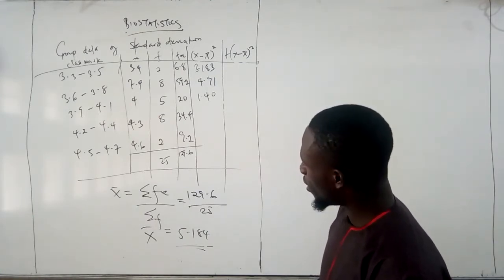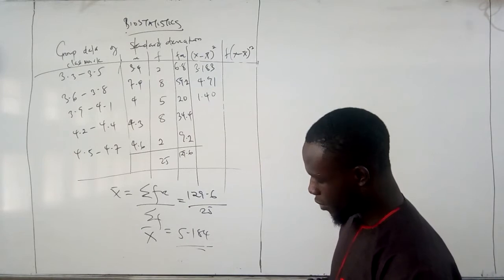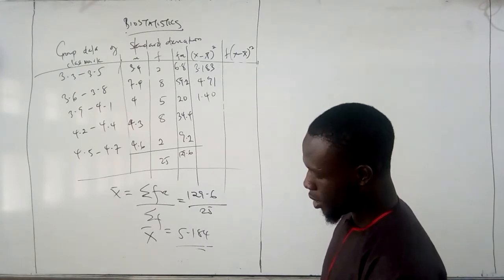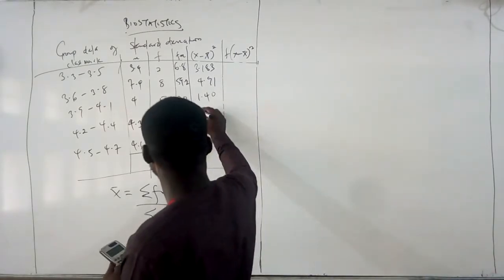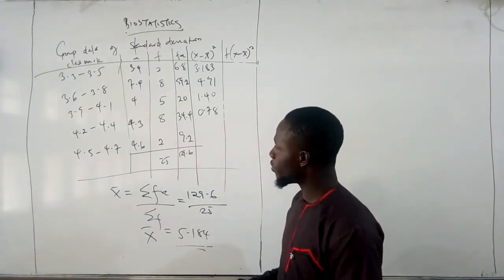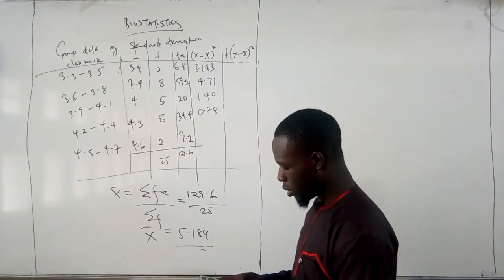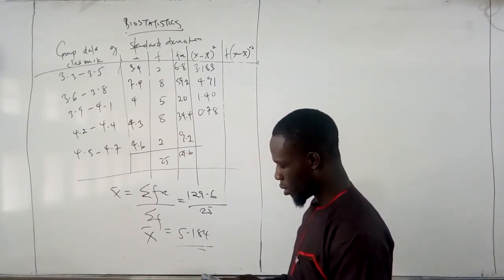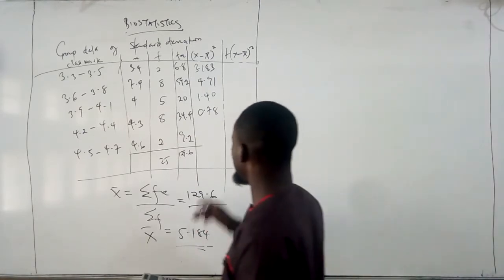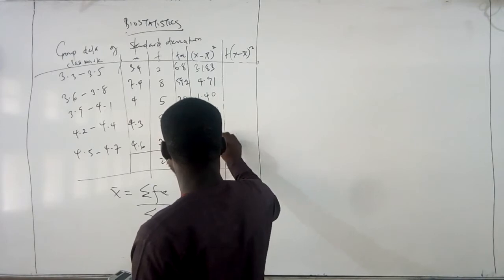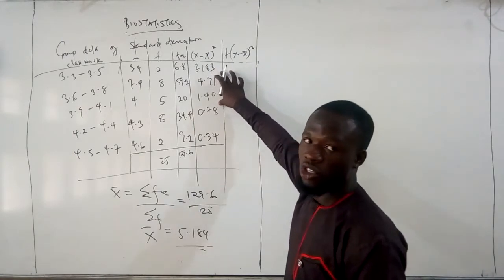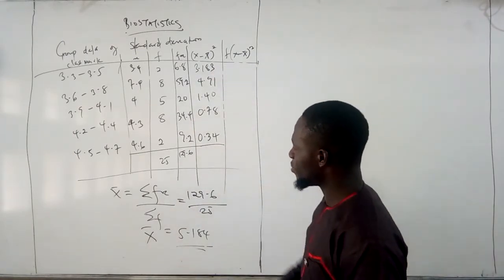minus 5.184. We are going to have what? Whatever you have, you square it. You have 0.78. Then the next one, which is 4.6 minus 5.184. You square it. You have 0.34. Okay? So after having this value, the square of your deviation, we are going to add them together.